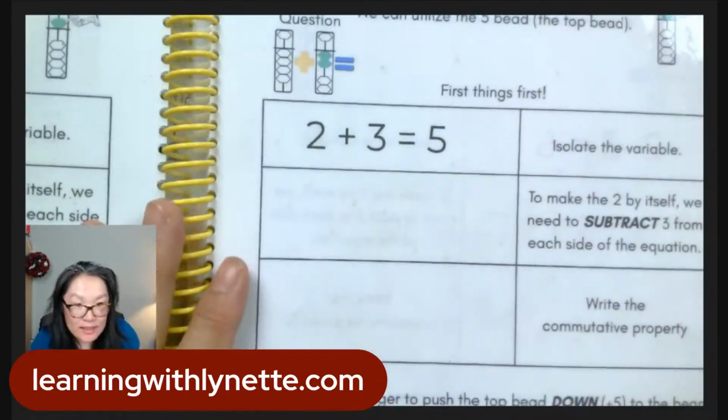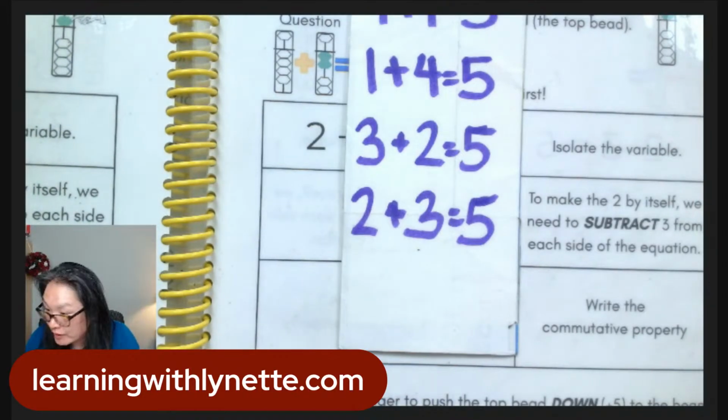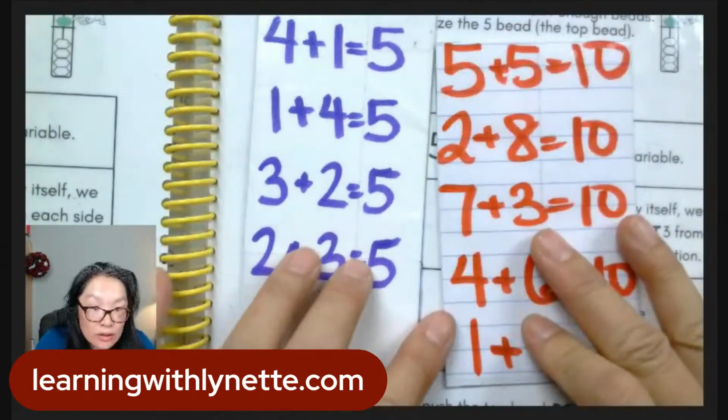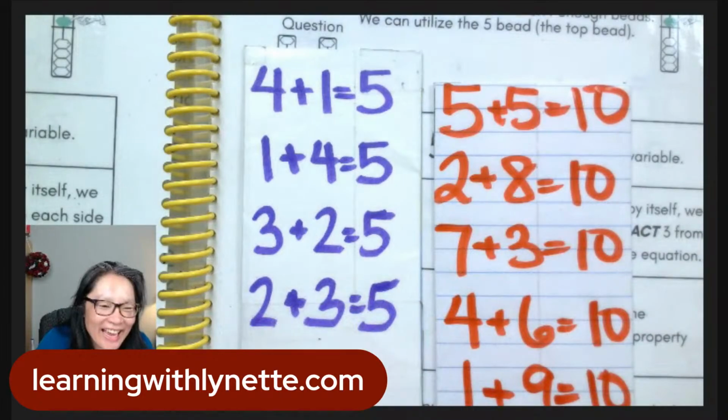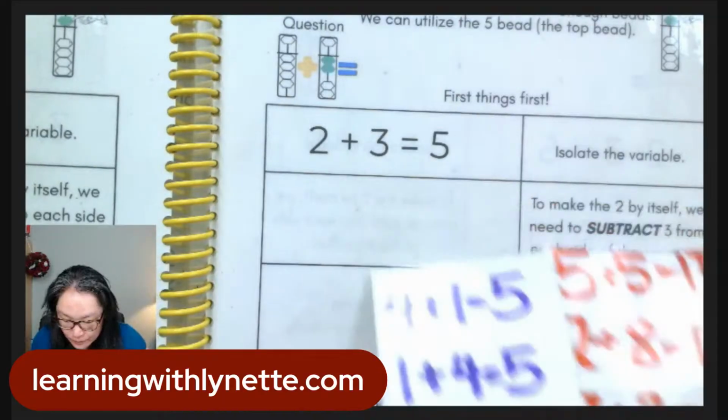The next one is we know how to make a 5. After we know how to make a 5, guess what we need to do? We need to learn how to make a 10. Definitely learning how to make a 10. But let's make a 5. Okay, so let's continue on making a 5.